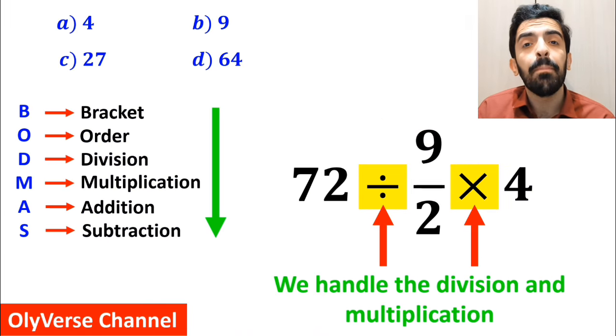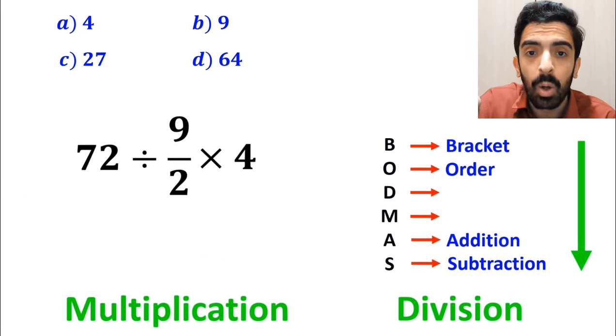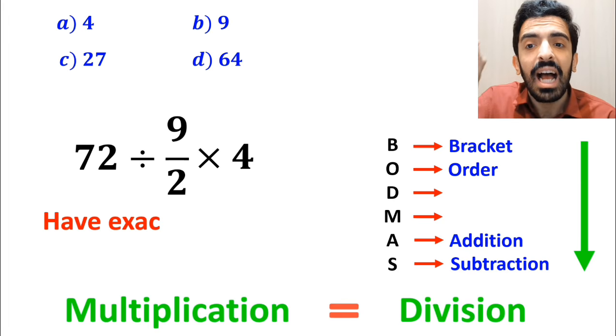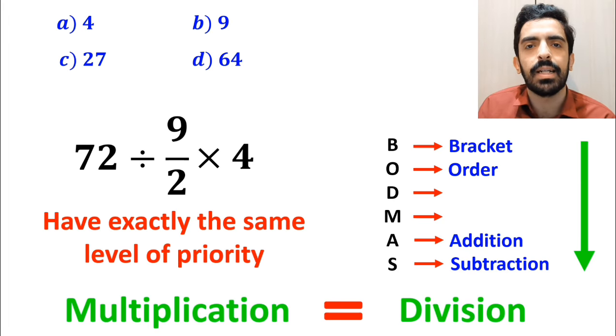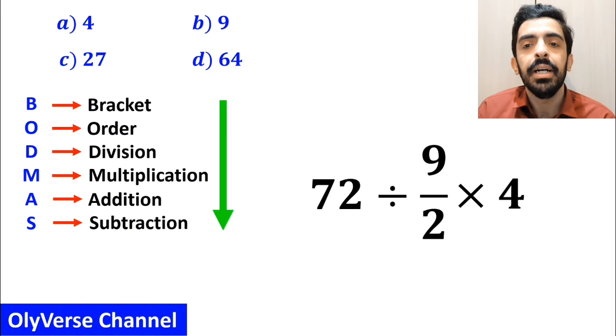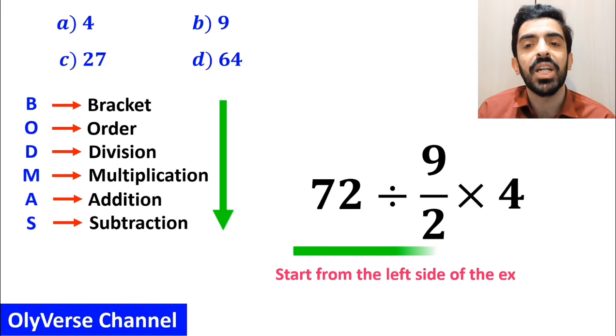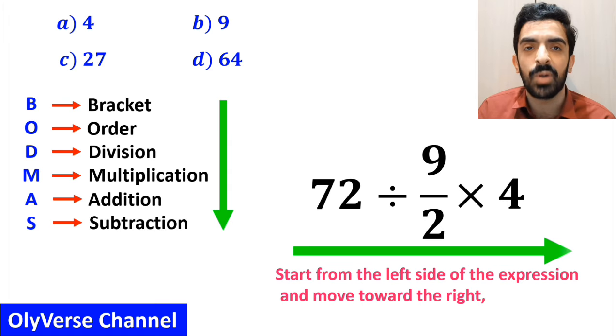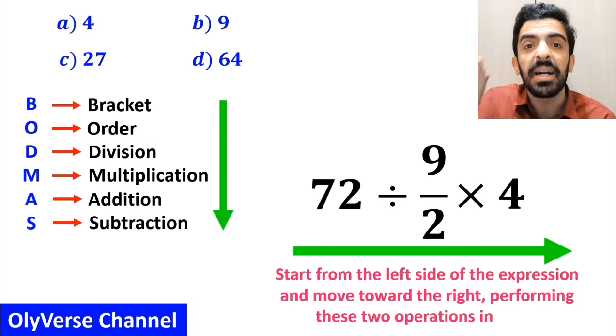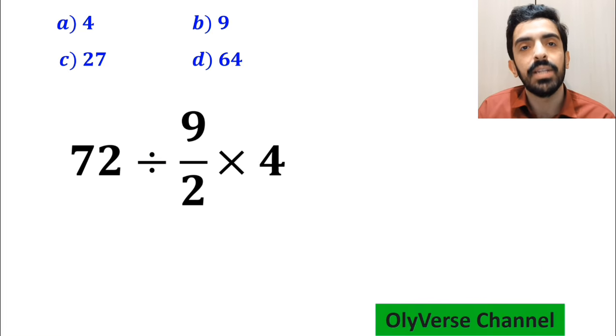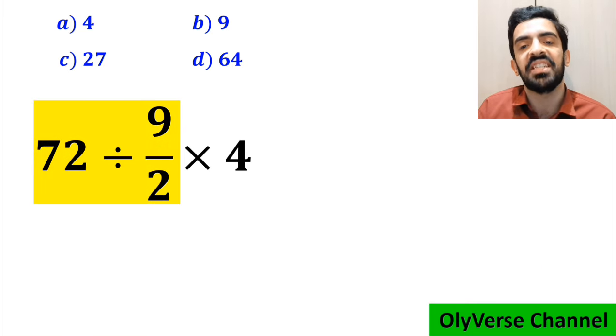However, it's very important to note that in the PEMDAS rule, multiplication and division have exactly the same level of priority. In this situation, the best thing to do is to start from the left side of the expression and move toward the right, performing these two operations in order. So, first we perform the division between 72 and 9 over 2.